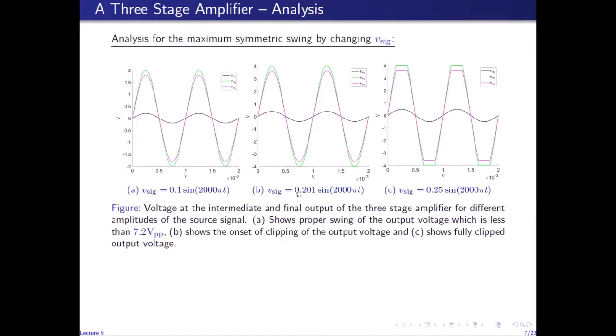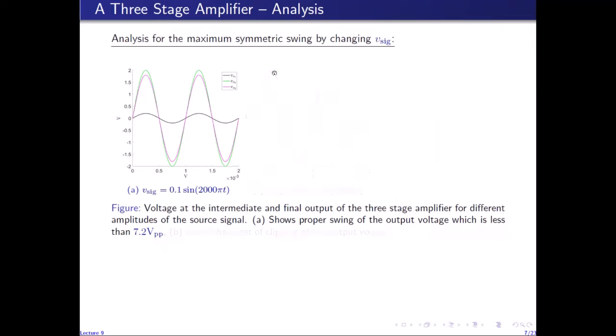But as soon as I increase the peak value of the input voltage to 0.201, the voltage at the output of stage one is still a sine wave, but this green curve, which is the voltage at the output of stage two, I hope you can see that it is slightly clipped off at the top, and hence the voltage at the output of stage three, which is given by the magenta curve, is also clipped off.